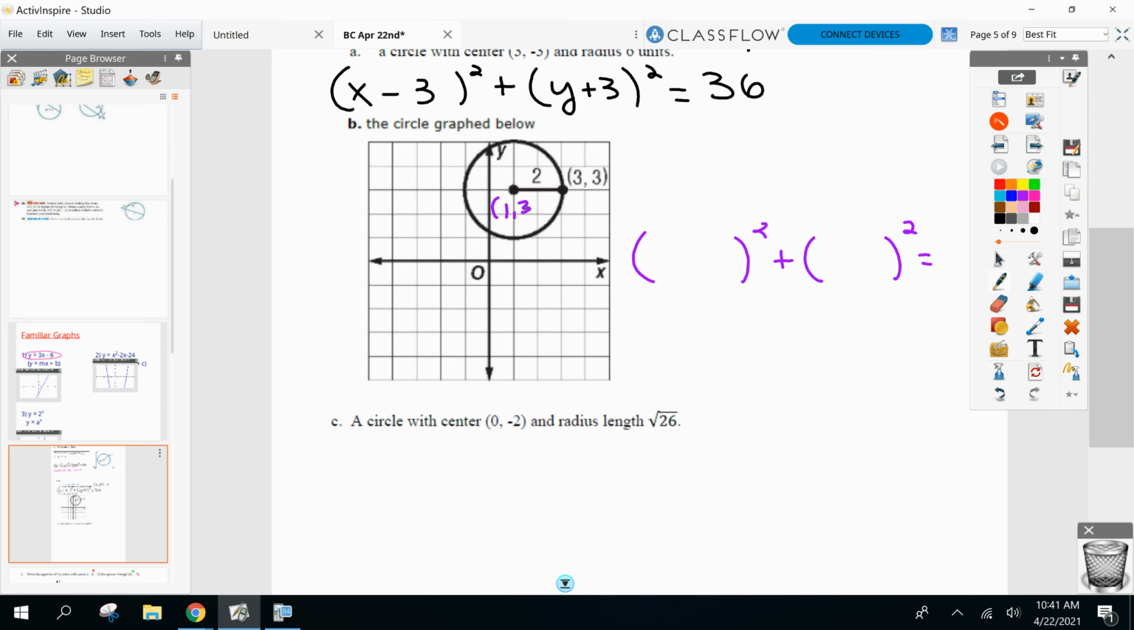Emily, what's the center of this circle first? 1, 3. Okay, thank you. 1, 3. All right, go ahead. Can you start with the equation for me? X minus 1, all squared, plus y minus 3. How long's the radius, Emily? 2. So what do I want to plug into the right side of my equation? 4. There you go. The radius squared has to go there.